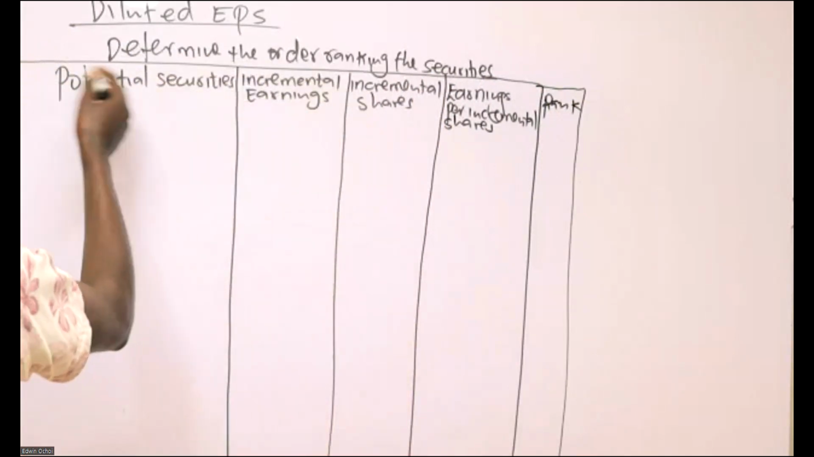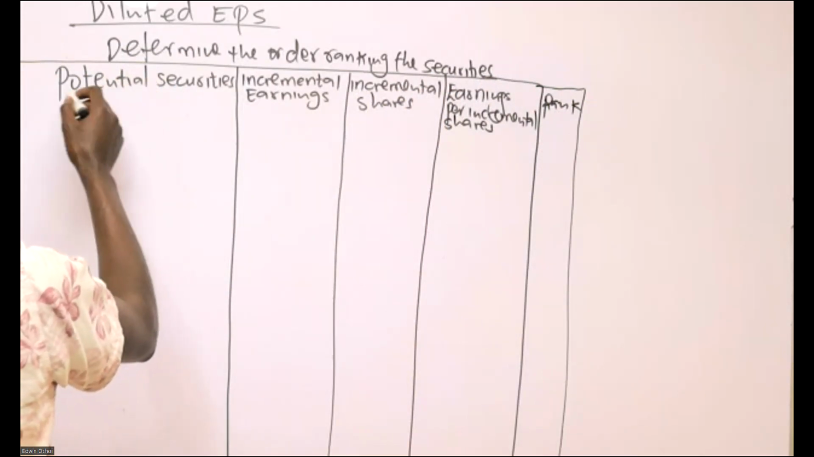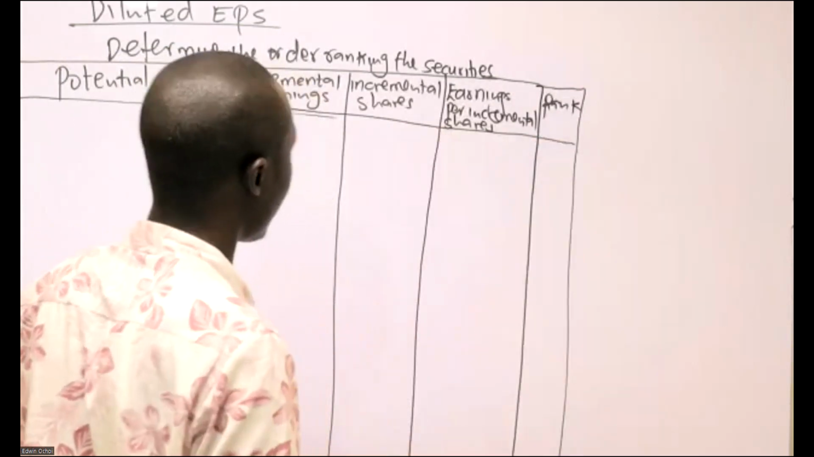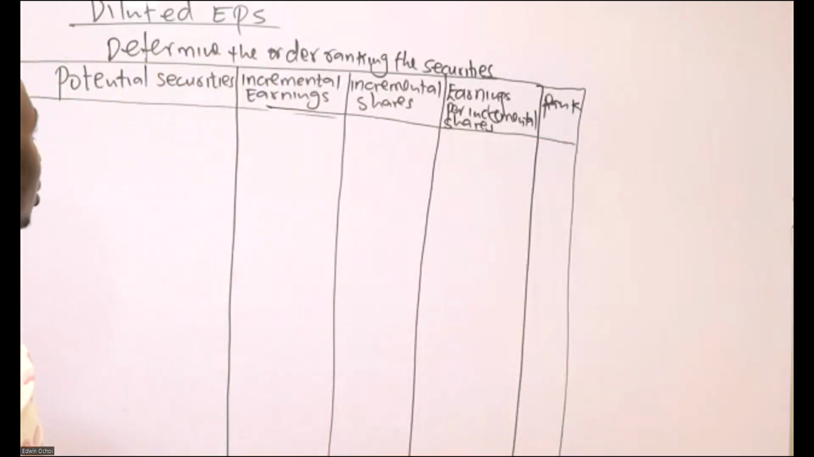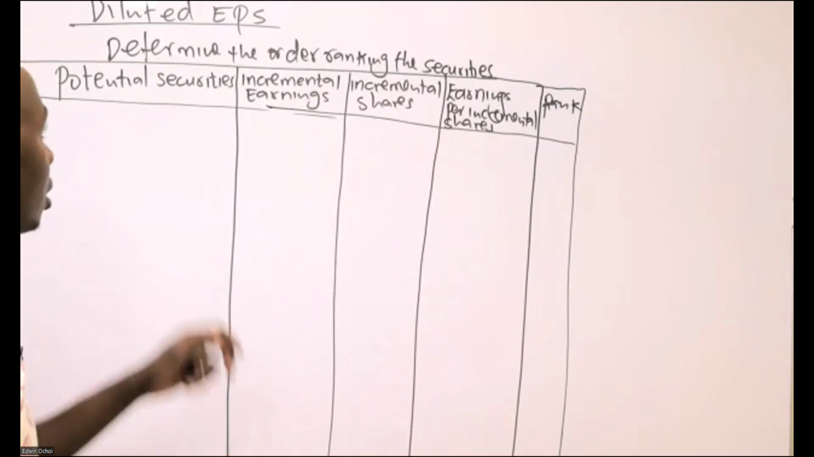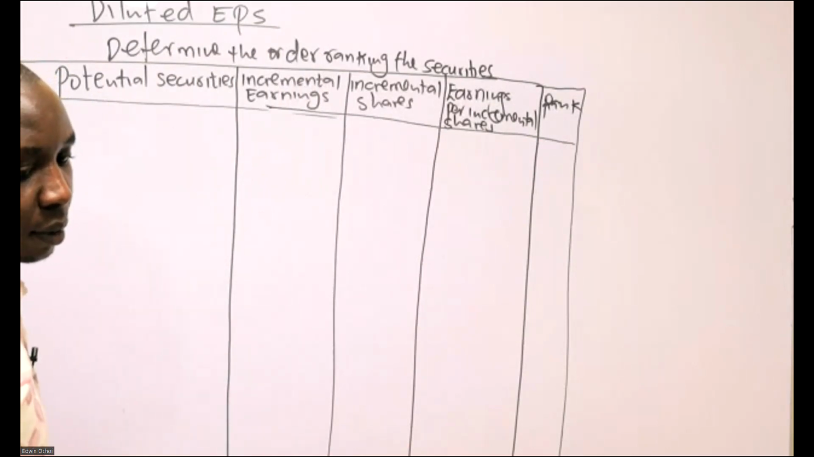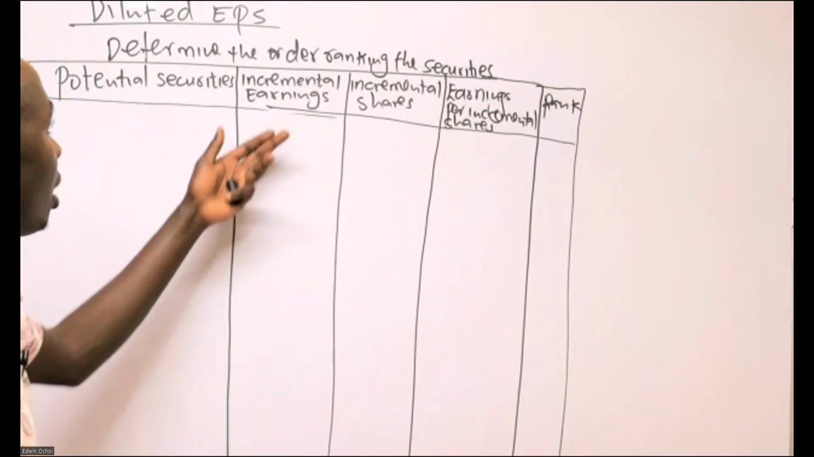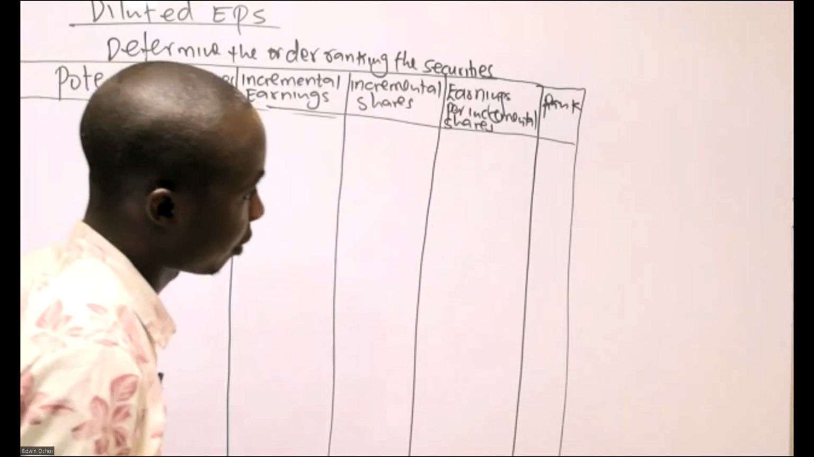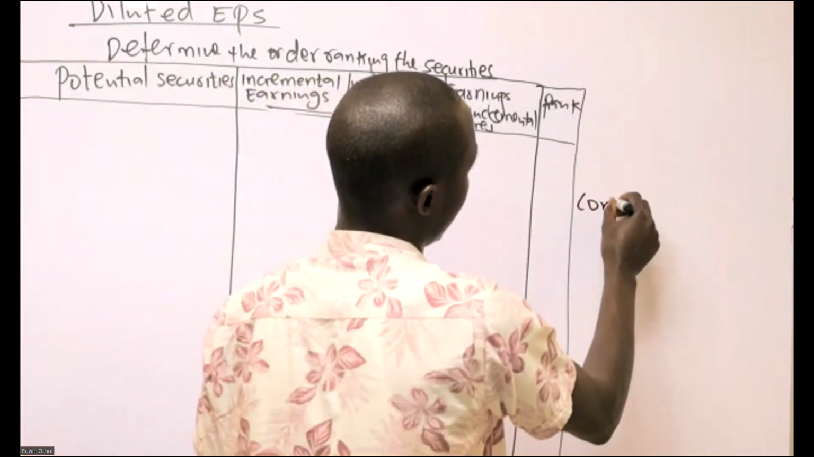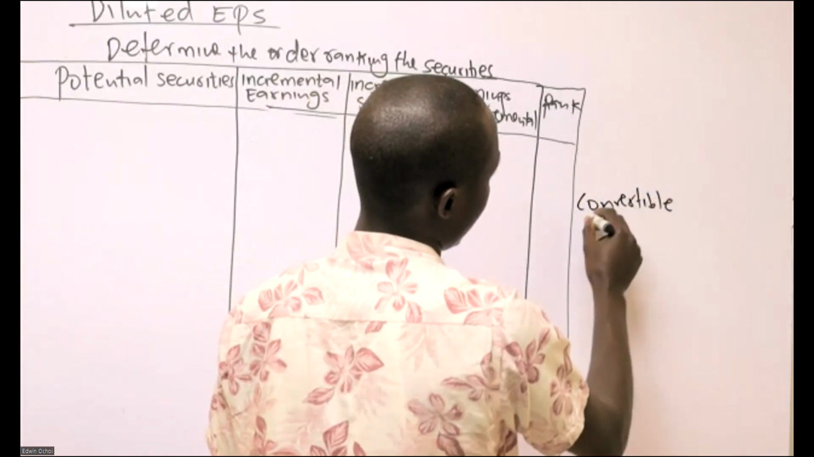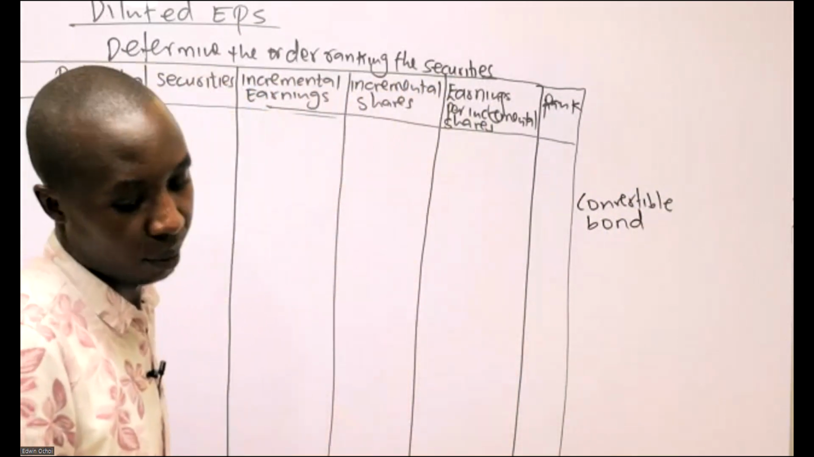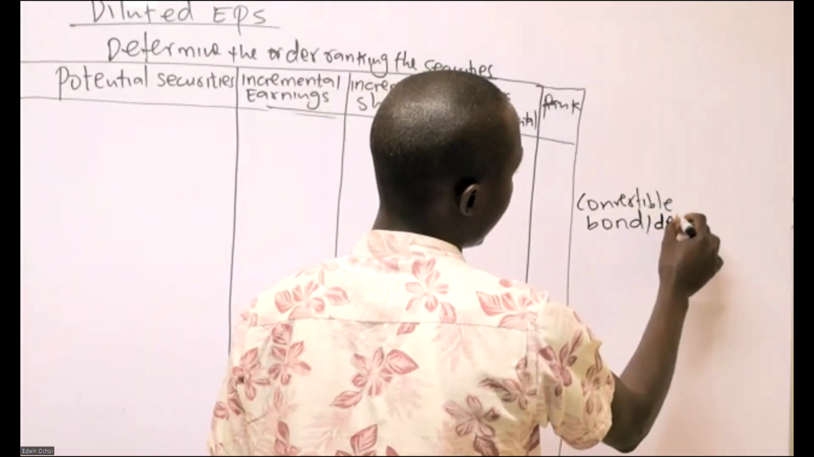So potential securities, you know which securities we are using, the ones which are going to be converted to ordinary shares. The examples are already provided: convertible debentures, convertible preference shares, stock options and warrants. So why do we have incremental earnings? Let's say, for example, you have a convertible bond. This one can also be called a debenture.